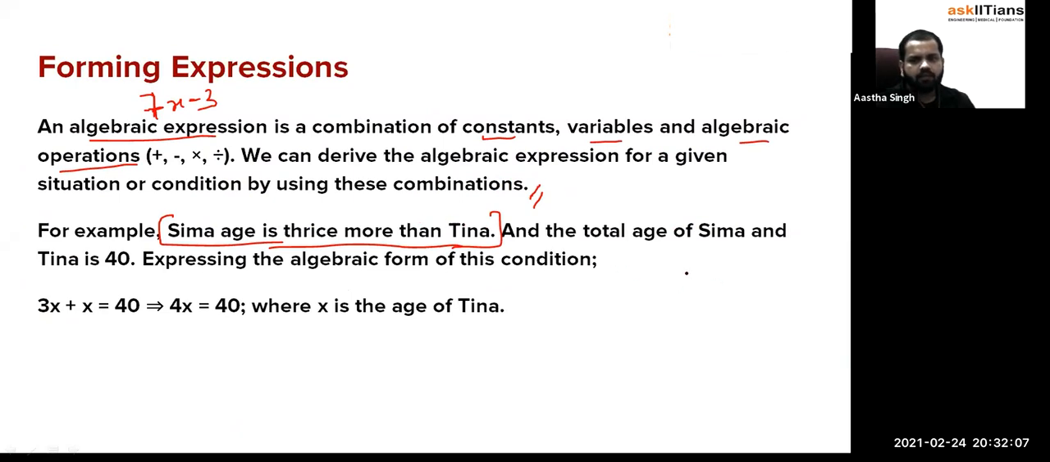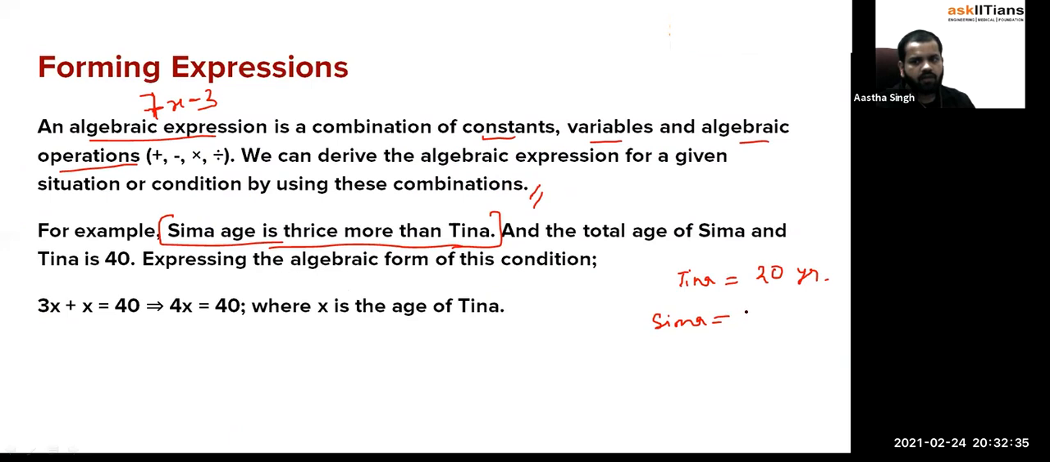So Sima's age is thrice more than Tina's. It means if Tina's age is, suppose, 20 years, then what will be Sima's age? So basically Sima's age is thrice more than Tina, right or not?